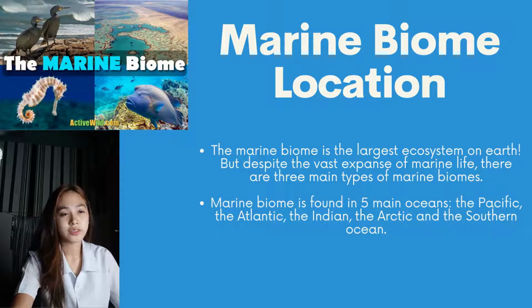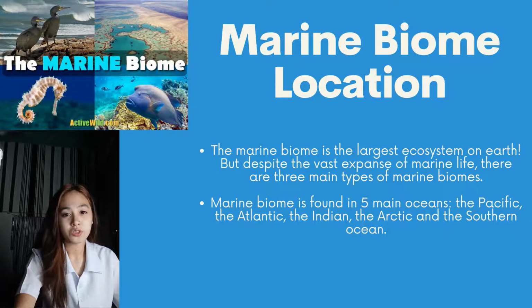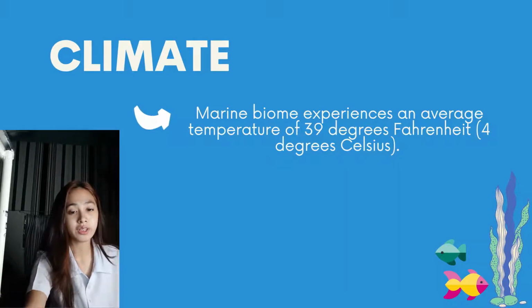Marine biome location. It is the largest ecosystem on Earth, but despite the vast expanse of marine life, there are three main types of marine biomes that will be discussed later on throughout the discussion. Marine biome is found in five main oceans: the Pacific Ocean, the Atlantic Ocean, the Indian Ocean, the Arctic, and Southern Ocean. Marine biome climate experiences an average temperature of 39 degrees Fahrenheit, which is equivalent to 4 degrees Celsius.